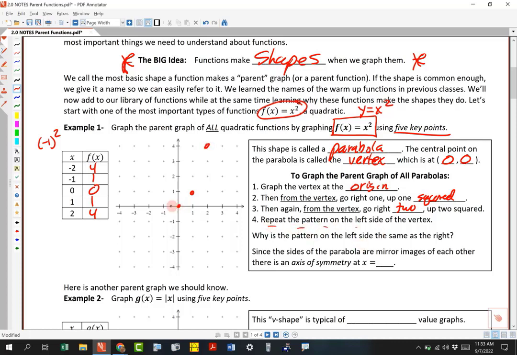So from the vertex, I'm going to go left 1. I'm going to go up 1 squared. I'm going to go left 2, and I'm going to go up 2 squared.